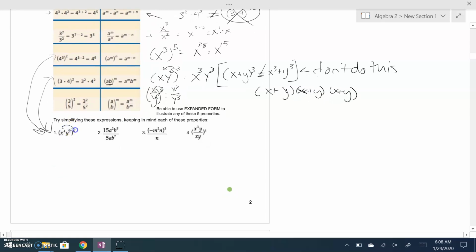So we're going to say that this is x to the 4th to the 5th times y squared to the 5th. And then you multiply your exponents in, and you say that that is x to the 20th, y to the 10th. That would be the final result.